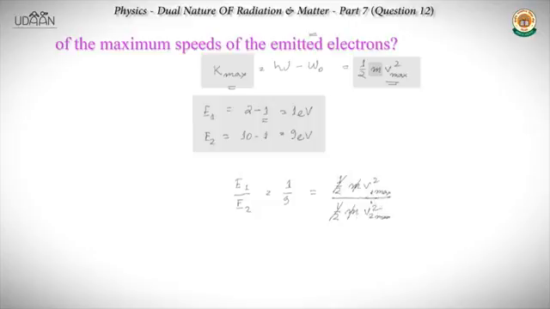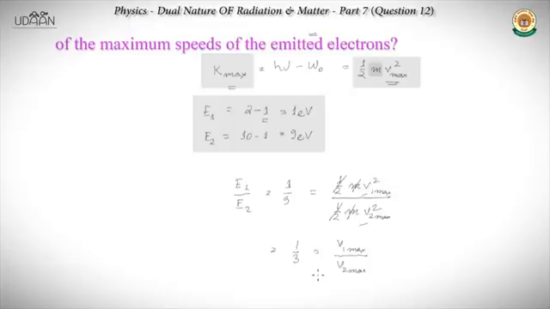Next, both terms are square terms, so we can take the root of the whole, and it will be 1 by 3 equals V1 max by V2 max. And this is all they've asked us to find. So the answer is 1 by 3. That is the required ratio.